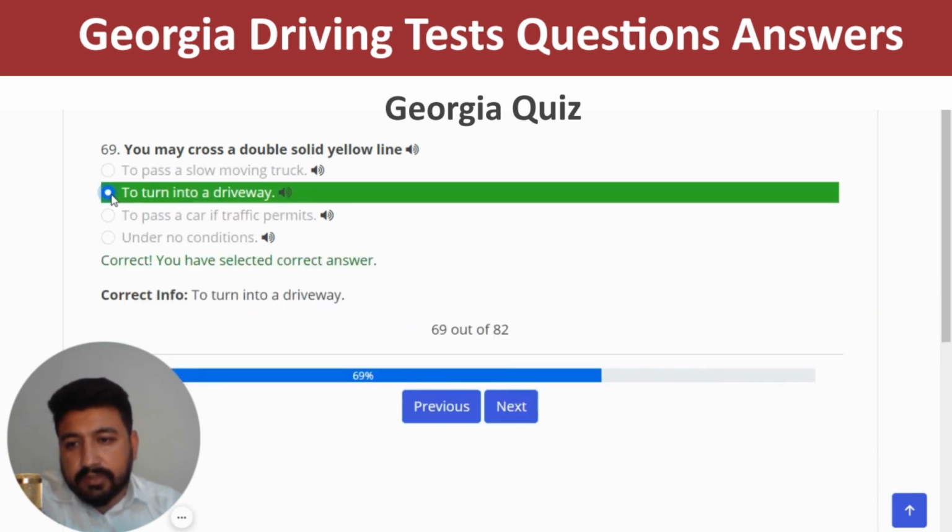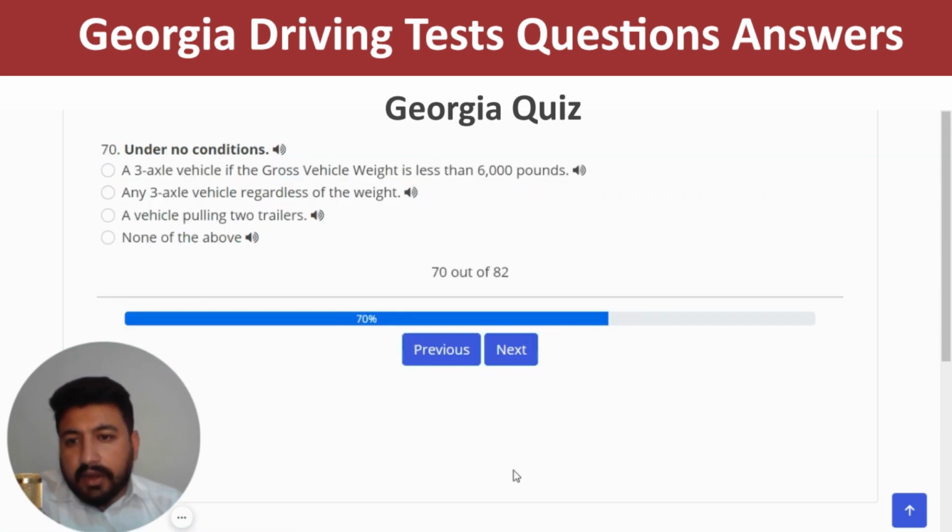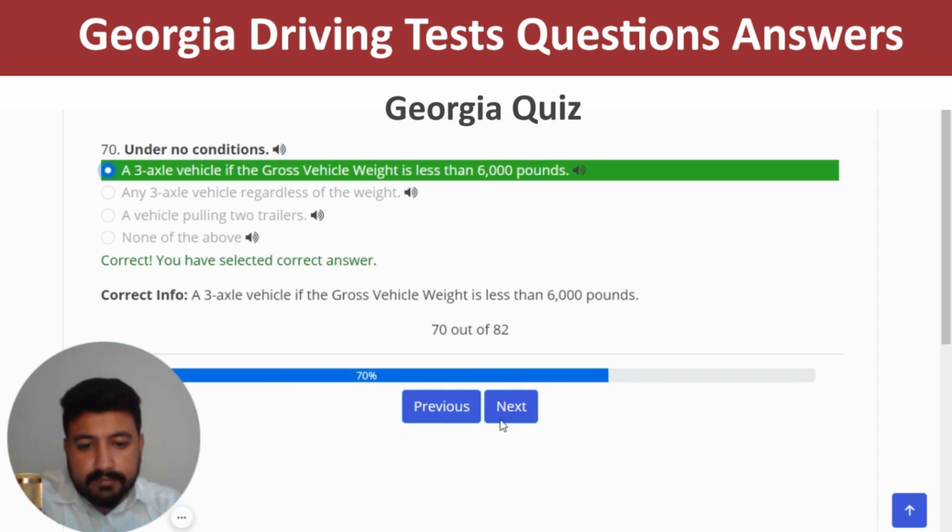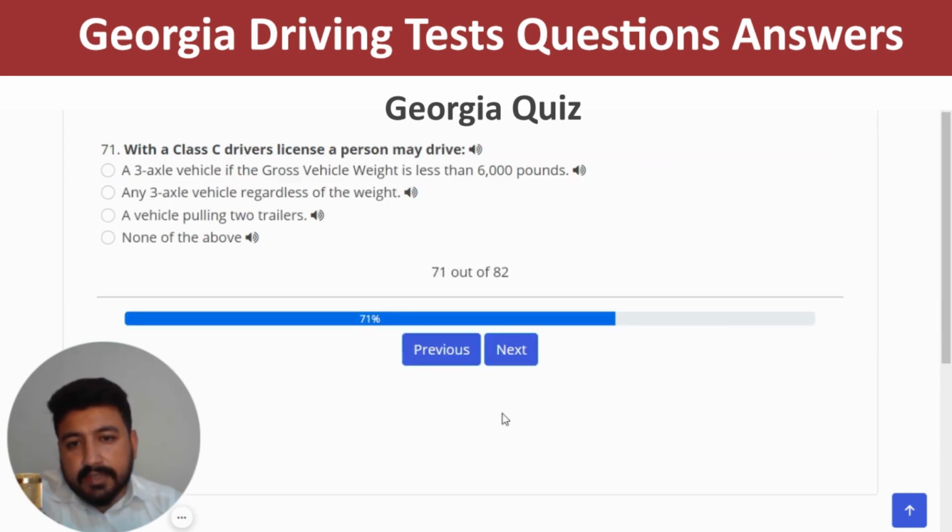So second option, right? And next, under no condition... the right answer is a 3 axle vehicle if the gross vehicle weight is less than 6,000 pounds. So I'm going to click on the first option. Next, with a Class C driver's license, a person may drive... The right answer is a vehicle pulling two trailers.